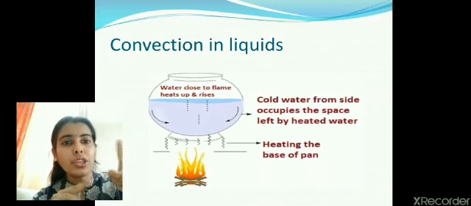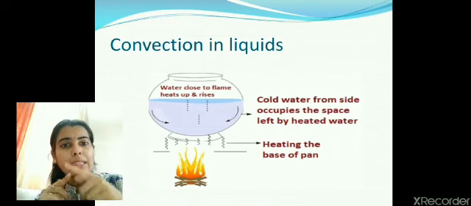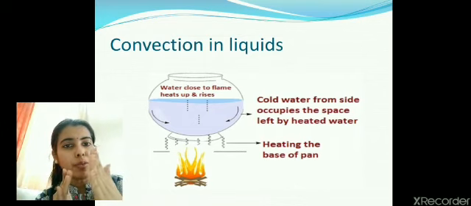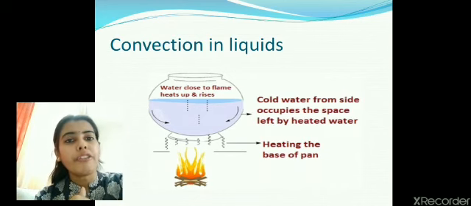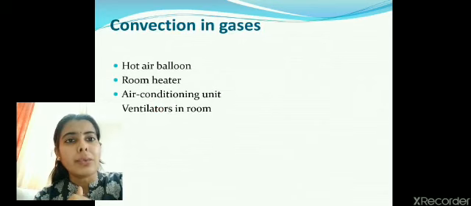Now this is going to set up a convection current. A convection current, why? Because it is going to maintain a cycle. The heated molecules will move up and the colder molecules from the side are going to move down. This is how convection occurs in liquids. Now how does convection occur in gases? The same process applies in gases also.